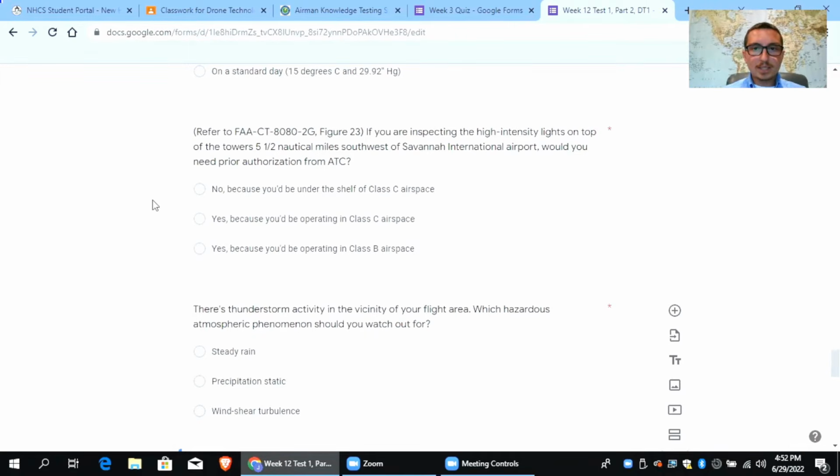If you were inspecting high-intensity lights on top of the towers 5.5 nautical miles southwest of the Savannah International Airport, would you need prior ATC authorization? So it's figure 23.